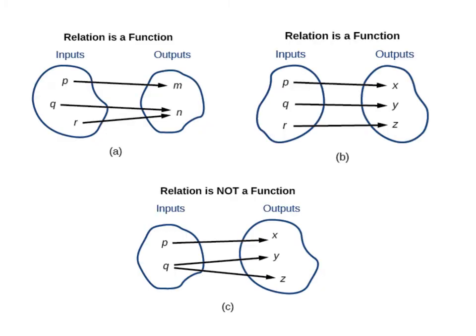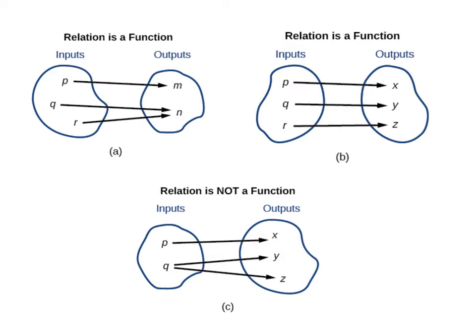This figure compares relations that are functions and not functions. The relationship shown in figure A is a function because each input is associated with a single output. Note that inputs Q and R both give output N.